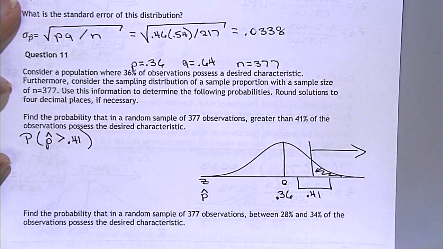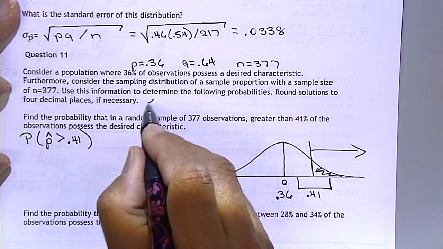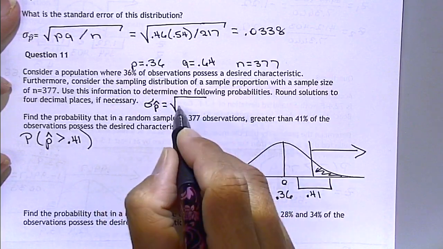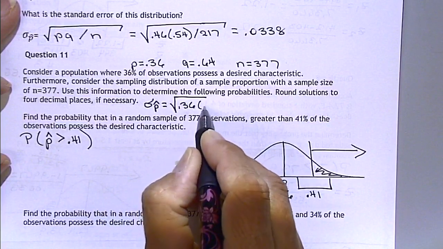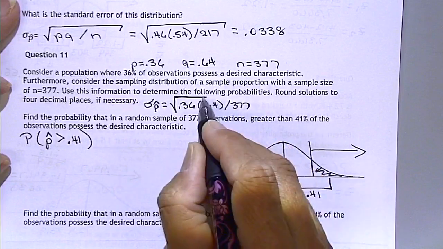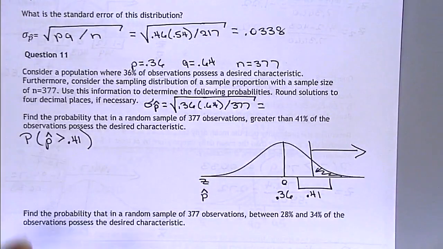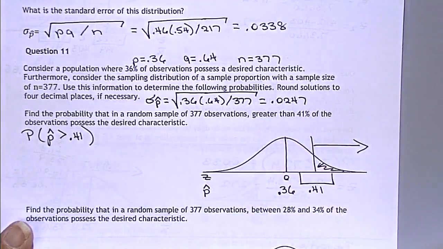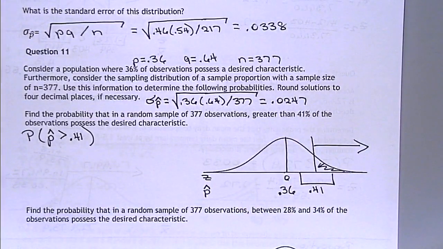Greater than 0.41. Okay, so now I don't have a standard deviation, but I got to have one. So I'm going to go standard deviation of p hat is equal to the square root of 0.36 times 0.64 divided by 377. And that's my calculation. What did I get when I did that one? 0.0247. I know I'm giving you all this, and you're not having to do any math, but it's because I want you to be able to go back to these problems later, and we got a lot to cover.